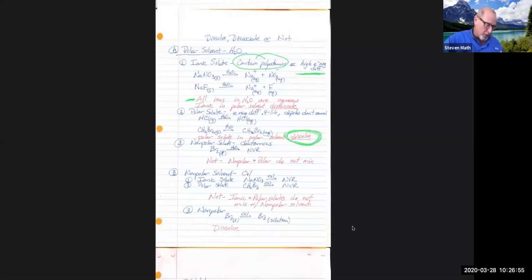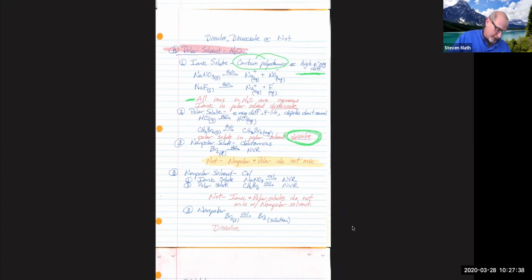Now we move down to what happens with a nonpolar solute that we put into water, into a polar solvent. In this case, nothing's going to happen. This is bromine. Bromine is one of the two elemental liquids, and it's very nonpolar. It has no electronegativity difference. And so when we put that into water, nothing happens. Nonpolar and polar do not mix. That's a good phrase right there. Remember, like dissolves like. Those two things, not going to happen. That's what happens with our polar solvents and H2O.